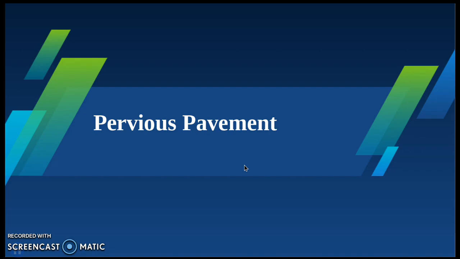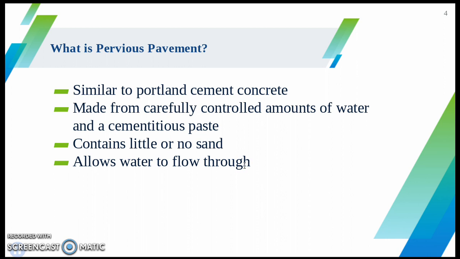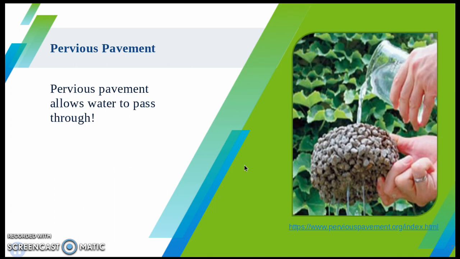And then we have pervious pavement. So, what is pervious pavement? Pervious pavement is very similar to Portland cement concrete, which most people typically just call concrete. It's made from carefully controlled amounts of water and a cementitious paste, but it has little or no sand in it, and it has a high void content. It allows water to pass through it. And here you see a picture, an example of a small piece of pervious pavement, and it's allowing water to pass through it.